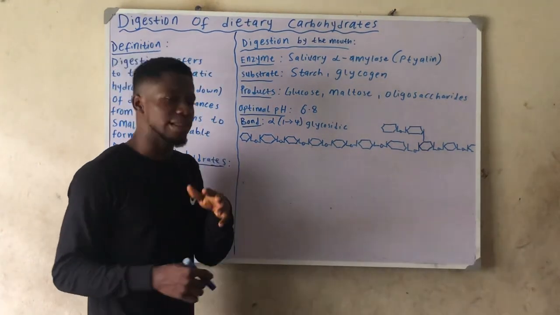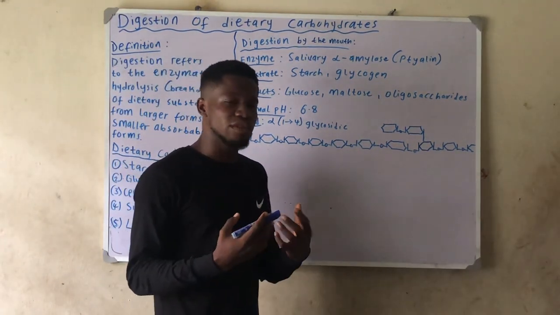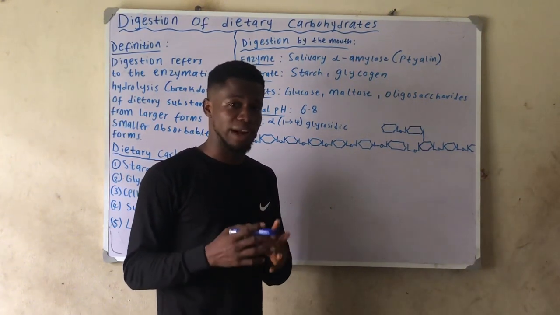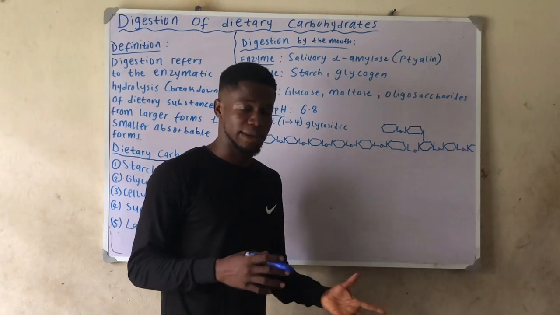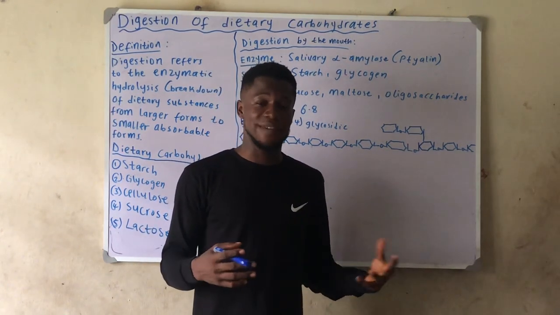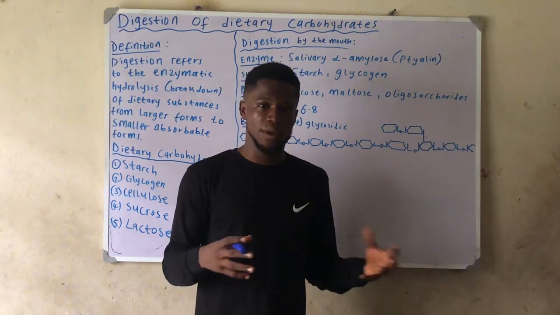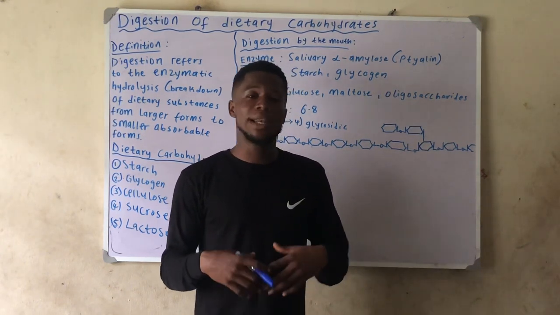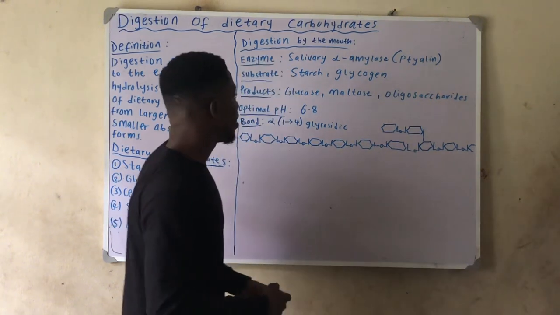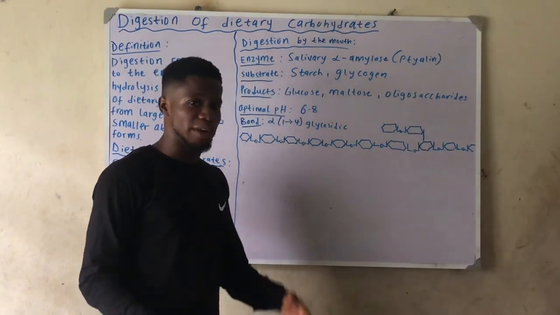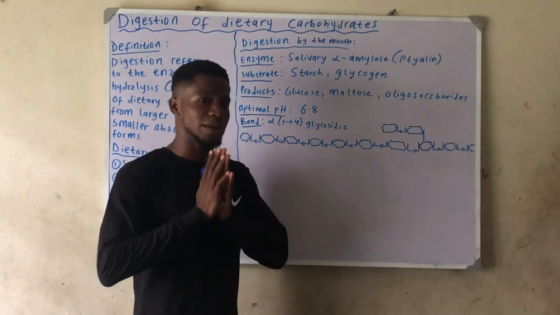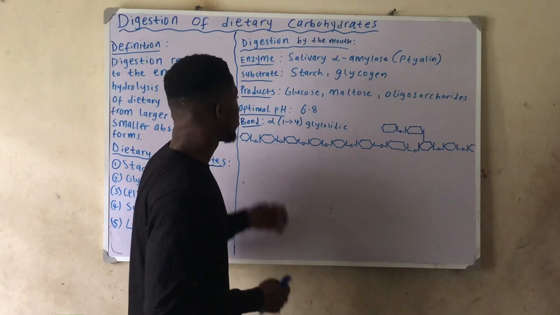Now, what I'm saying is that when you join two monosaccharides together, mono means one, di means two, you have a disaccharide, right? And when you join, let's say, 3 to 10 monosaccharides together, you have an oligosaccharide. That's just a few monosaccharides linked together. Now, when there are so many, it's called polysaccharides. So starch and glycogen are what? Polysaccharides. And they are dietary carbohydrates. Please don't get confused. You can rewind if you don't understand. It's too much at the same time.